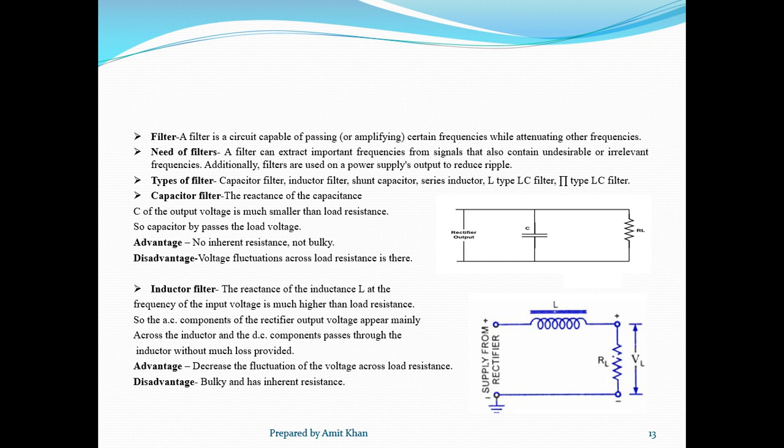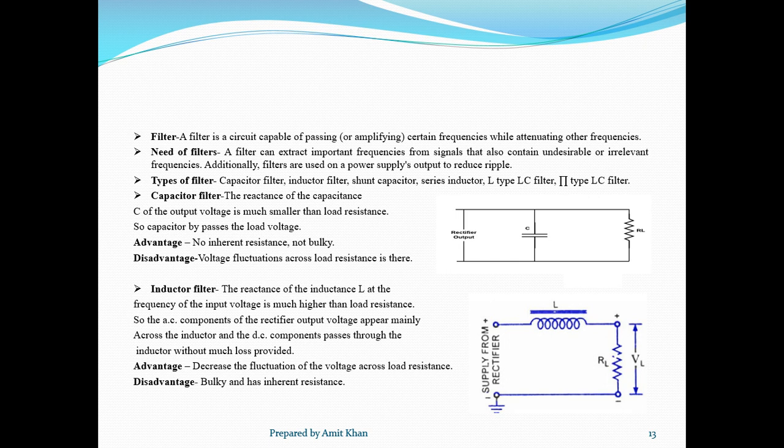There are different types of filters like capacitor filter, inductor filter, shunt filter, series filter, L-type filter, Pi-type filter. With L-type and Pi-type, you can get LC filter also. LC filter is divided into L-type LC filter and Pi-type LC filter. So at first we will see what is capacitor filter.